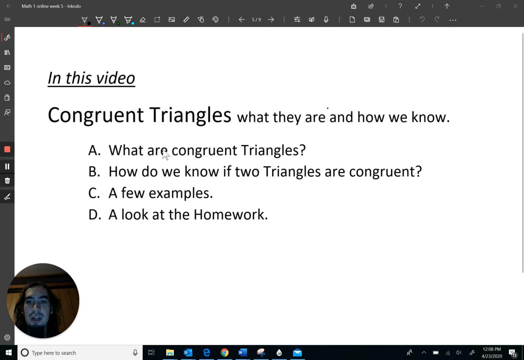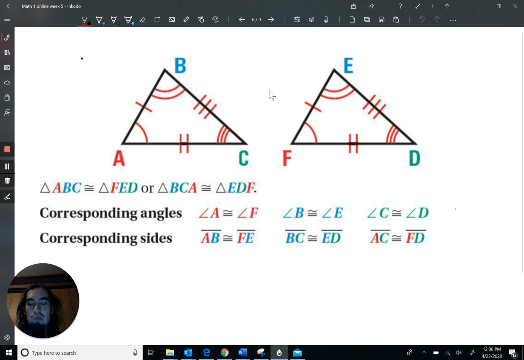So first thing, what are congruent triangles? And then we're going to look at how do we know if two triangles are congruent. So what are they? And then how do we know if they are congruent? And we're going to look at a few examples, and then we're going to look at what the homework is. There are 2 assignments this week, and we're going to take a quick look at both of them. Okay, let's go ahead and jump in.